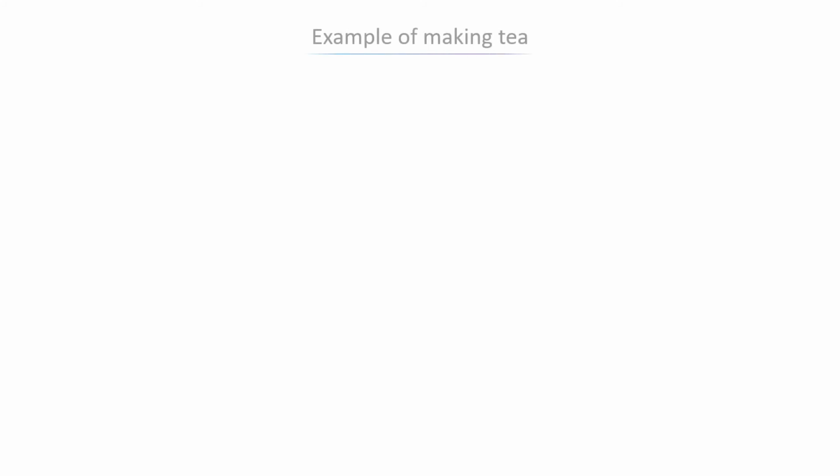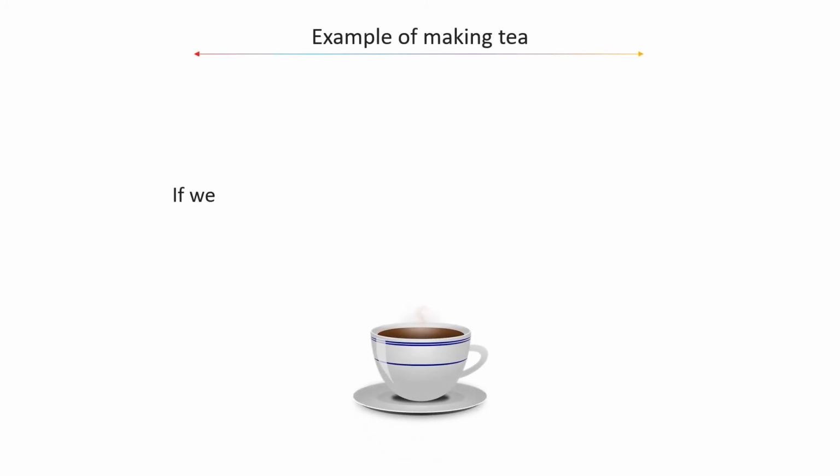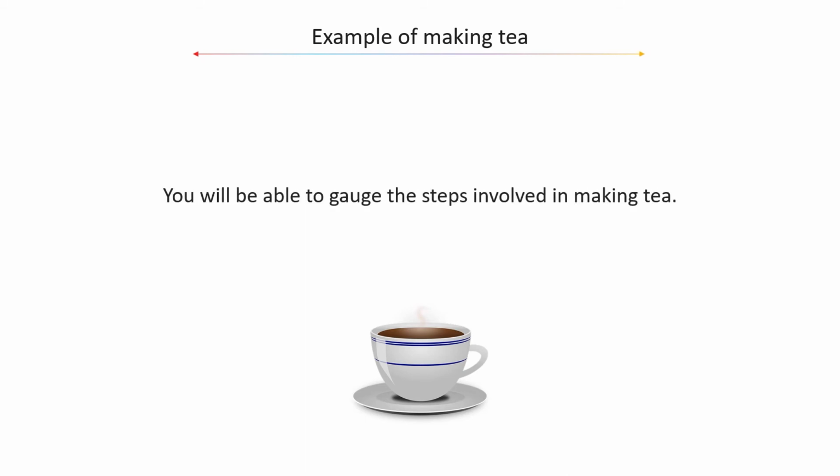Let's try and write the algorithms using an example. Let's take an example of making tea. If we have to make tea, there are certain steps involved. Looking at the picture, you will be able to gauge the steps involved in making tea. Let's write these steps involved in making tea.